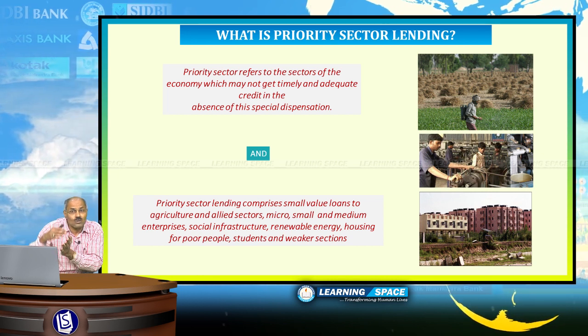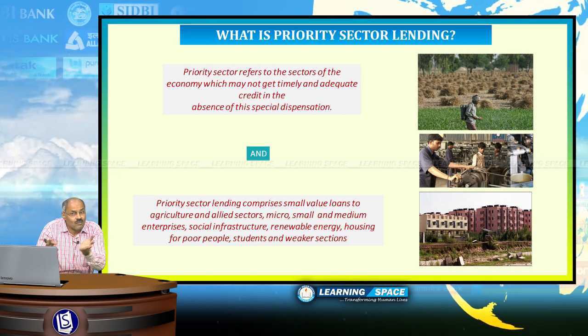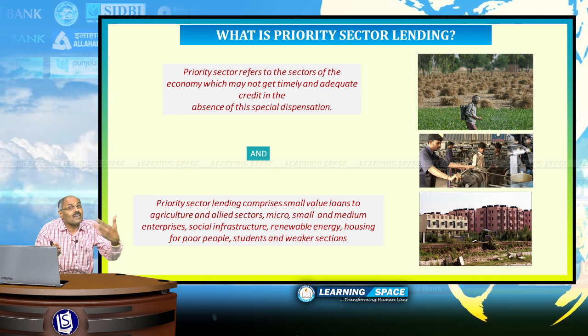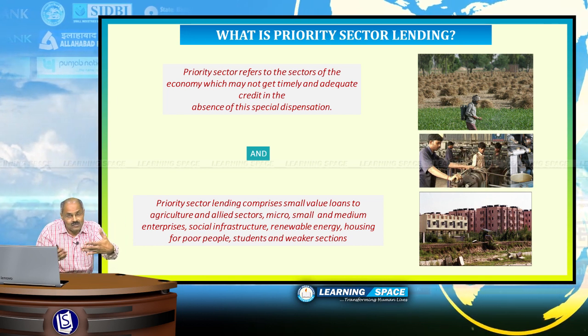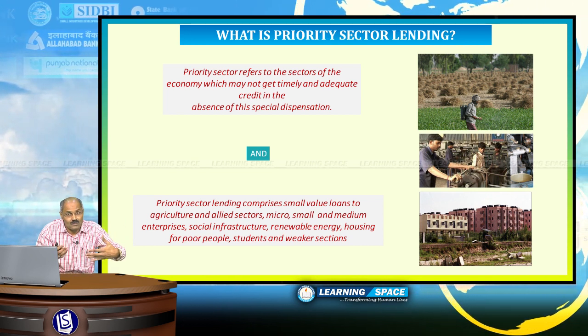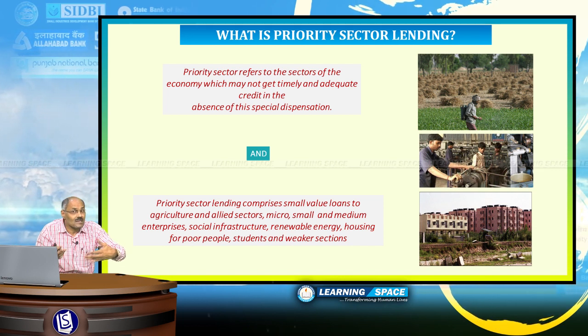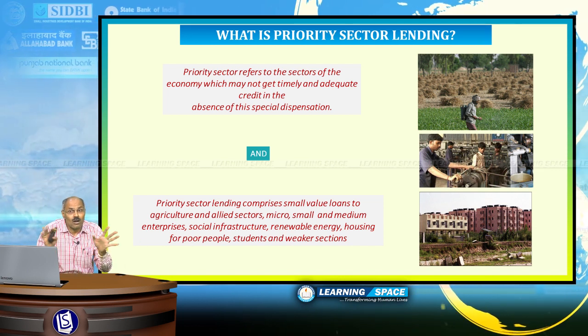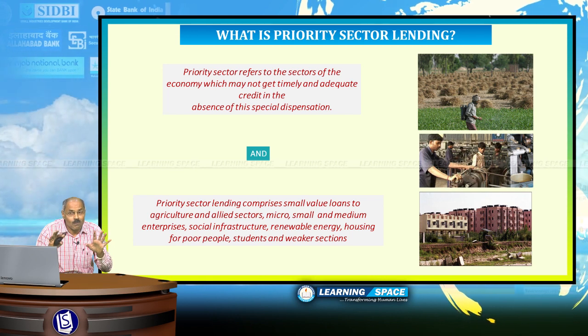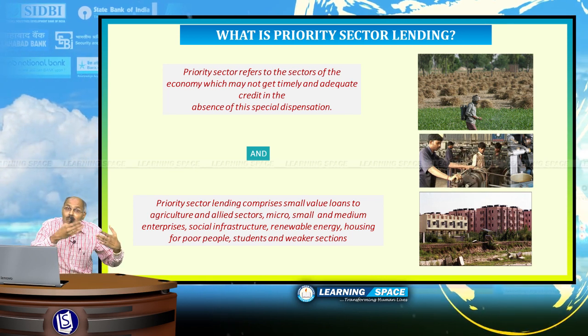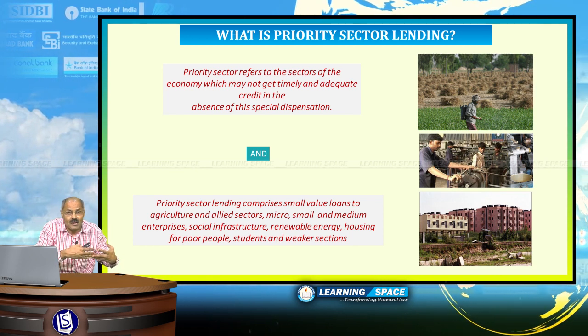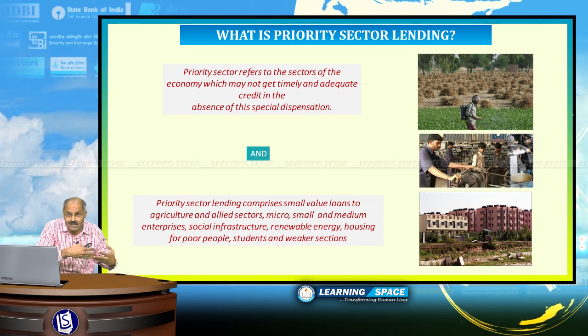They do not run into hundreds of crores. They are small value loans to agriculture and allied sectors. MSMEs, we have just now discussed what MSMEs are: not the big corporates, not the big enterprises. They are small enterprises, micro enterprises and medium enterprises.